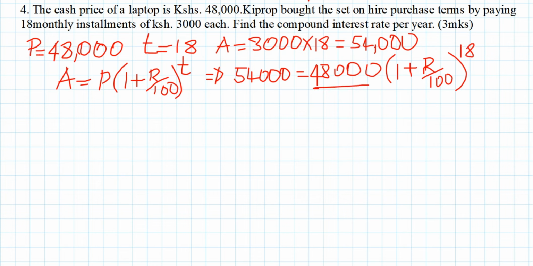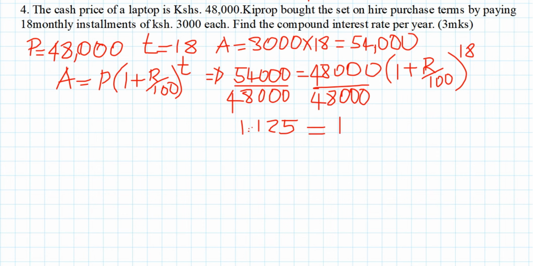And so here, so that we can work out the value of R, we divide both sides by 48,000. So when we divide both sides by 48,000, we are going to have 54 all over 48, which is now 1.125, being equivalent to (1 plus R all over 100) raised to power 18.